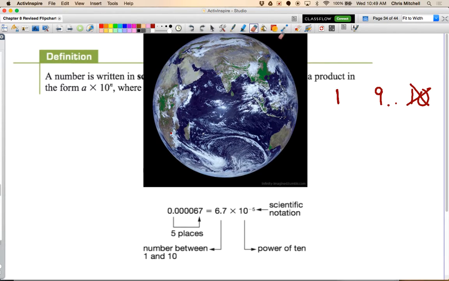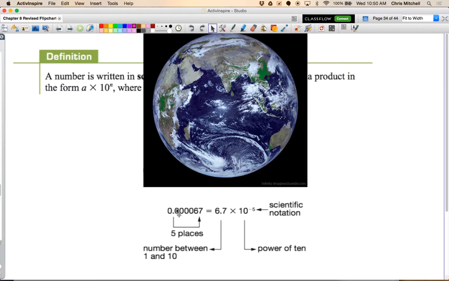So if you look at this number, we have a very small number, 0.0000067. So how can we write this number in scientific notation? Since we see our decimal, we're going to move it to a place where our number will be between 1 and less than 10.